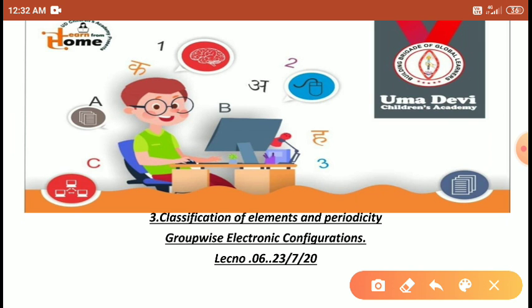Students, today we are going to discuss the topic of group-wise electronic configurations. The elements are arranged in the periodic table, and each group exhibits the same property. So that's why it is called group-wise electronic configurations. Right, students?